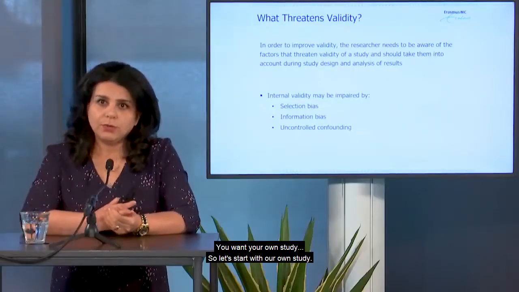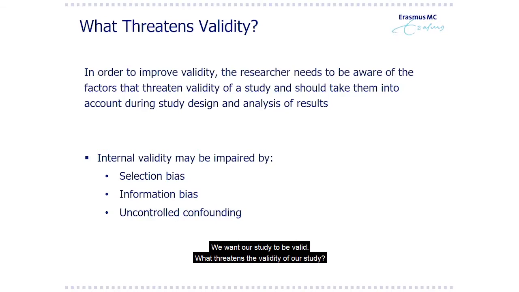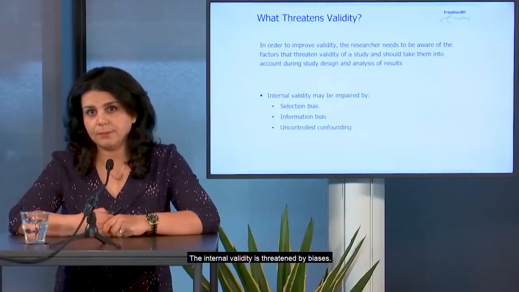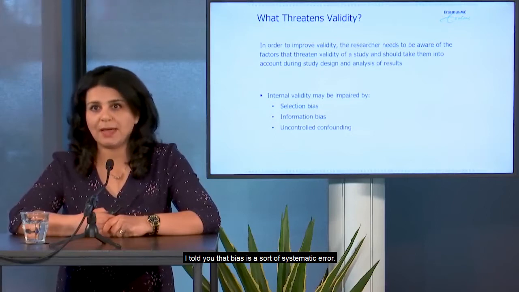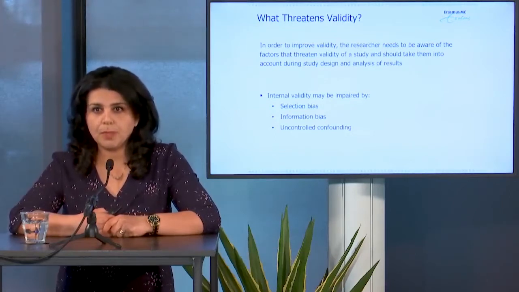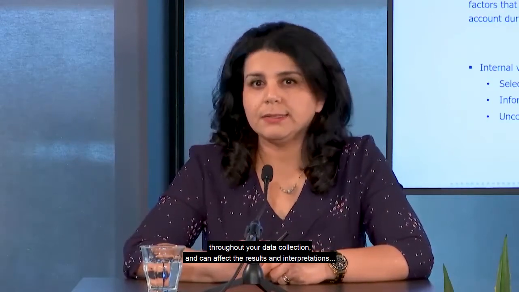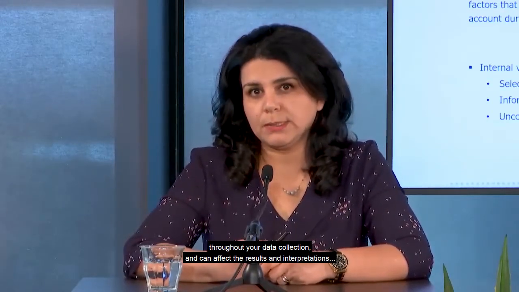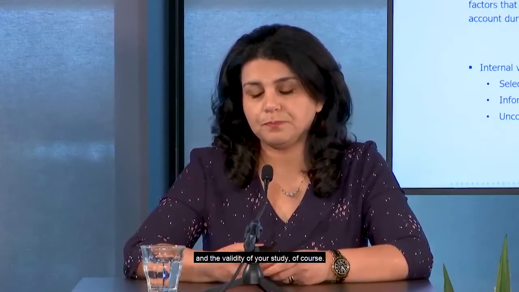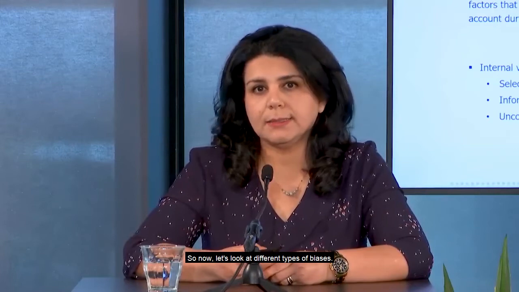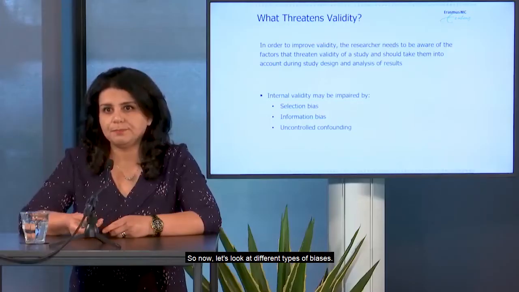So let's start with our own study. We want our study to be valid. What threatens the validity of our study? The internal validity of our study is threatened by biases. I told you that bias is a sort of systematic error. You should be aware of all sorts of biases that might happen throughout your data collection and that can affect the results and interpretations and validity of your study, of course. So now, let's look at different types of biases.